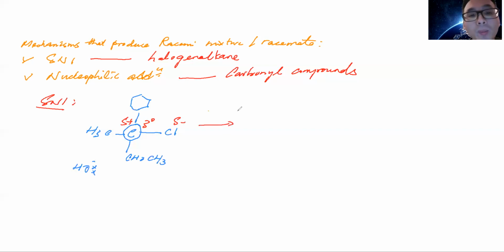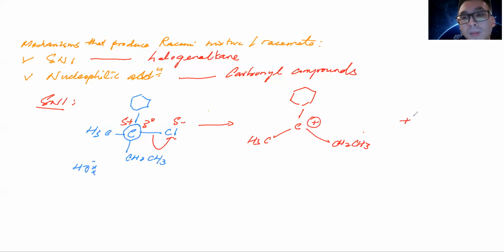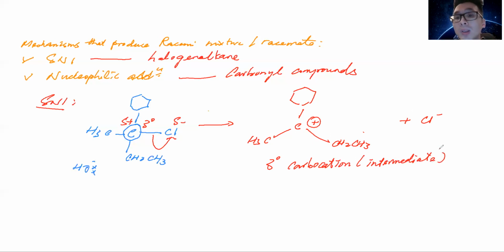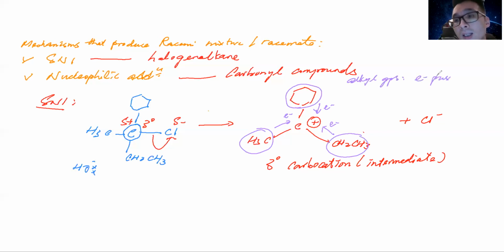So the first step will be the breakdown of this bond. It will form a tertiary carbocation, which is an intermediate that corresponds to the minimum point in the energy profile. Do you remember what I taught? These 3 alkyl groups are electron pushing in nature. They push the electrons, stabilizing the positive carbon.